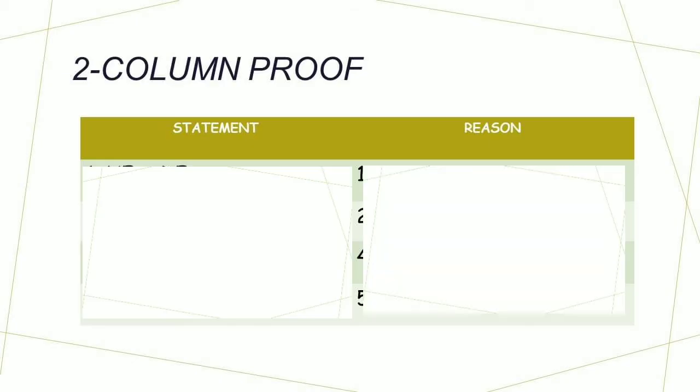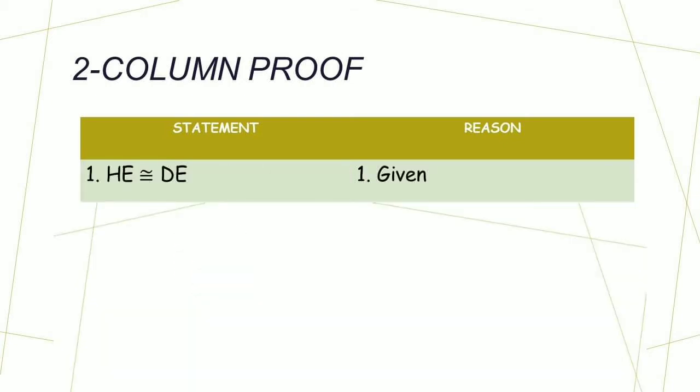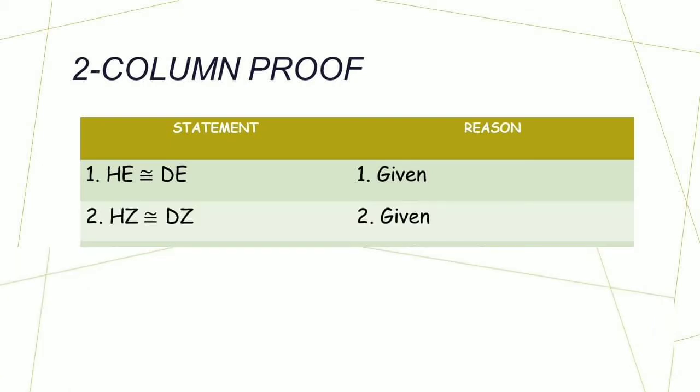So here's our two-column proof. The first column is the statement and the second column is the reason. So let's start with the first statement. Side HE is congruent to side DE. So the reason is given. Next statement, side HZ is congruent to side DZ. The reason is also given.